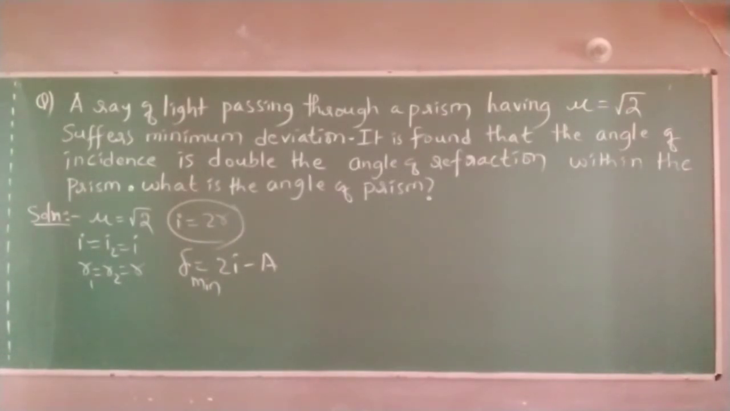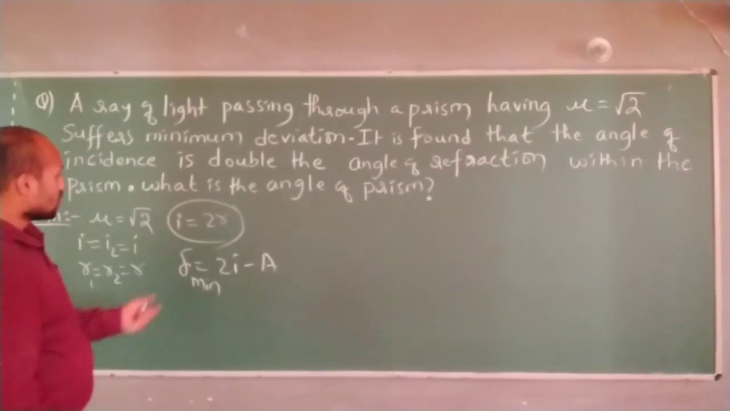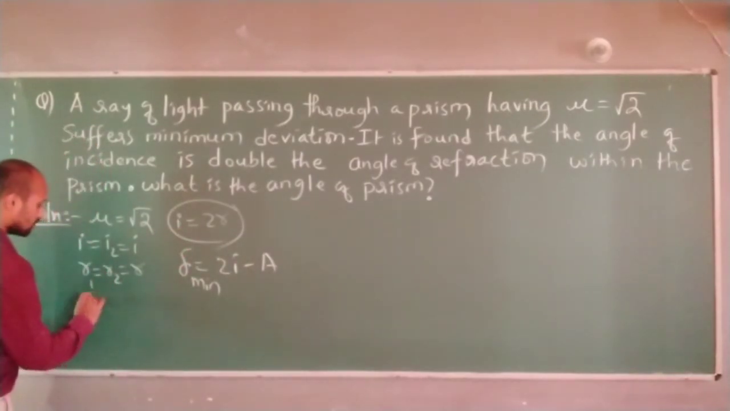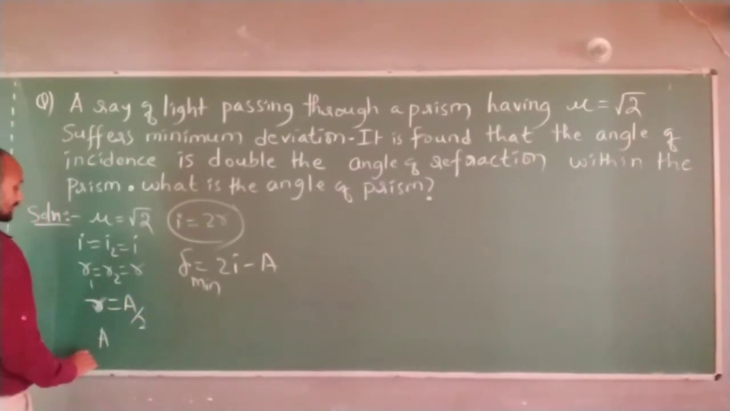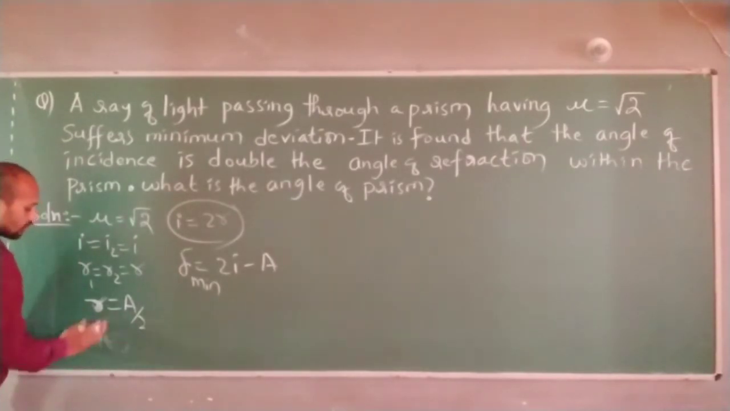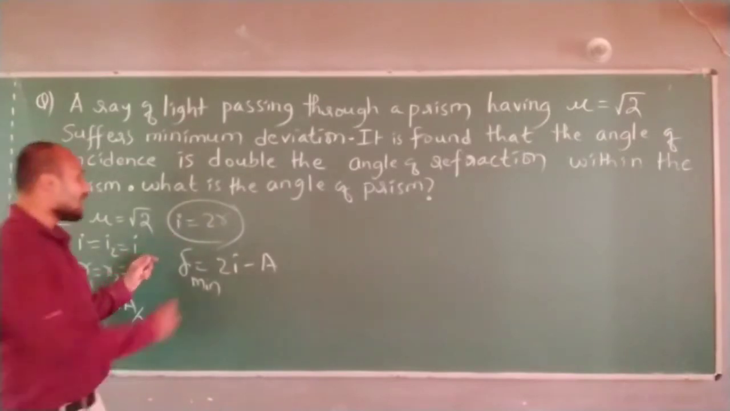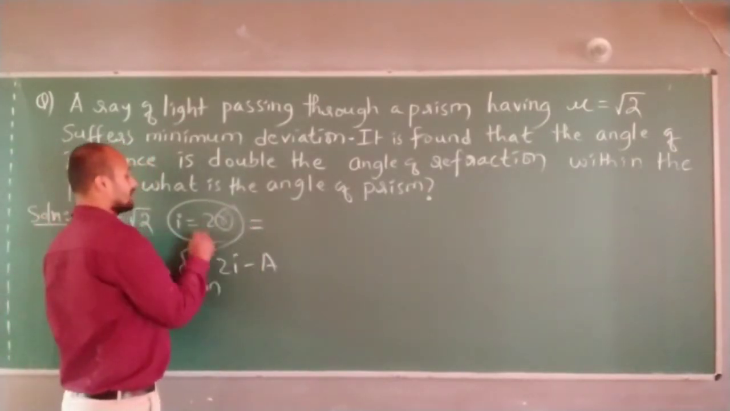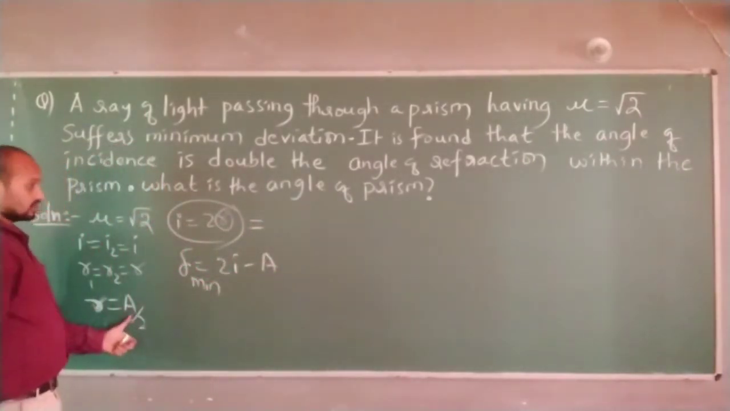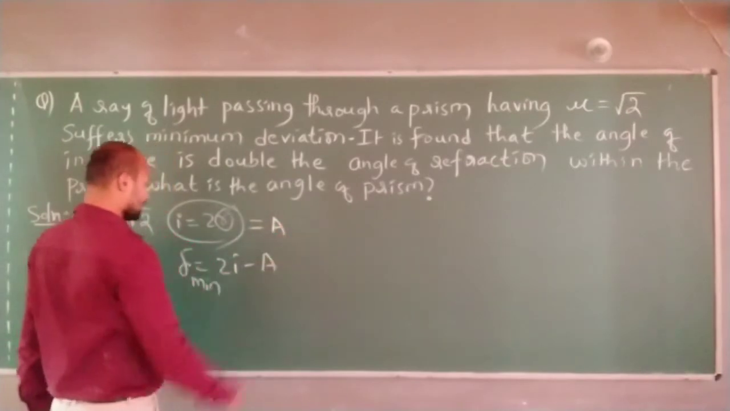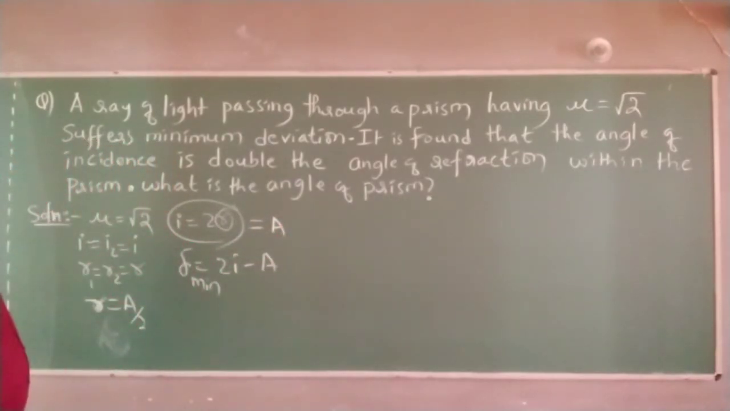Now, see here. Again, I do know R is equal to A by 2. R is equal to A by 2 is more than enough. I am substituting here. I is equal to 2R means I is equal to 2 into A by 2. How much is it? I is equal to A.